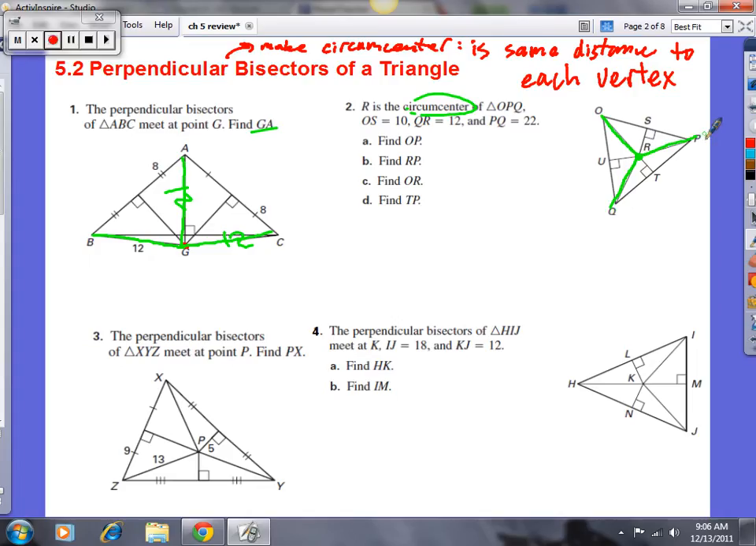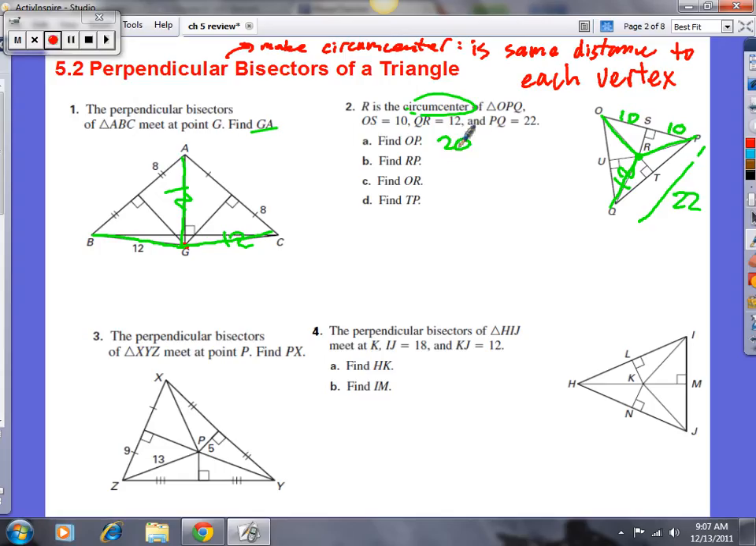And if it says OS is 10, let's write it in. QR is 12, so this guy right here is 12. PQ is 22, so the whole thing from here to here is 22. How long is OP? So that's this line right here. If O to S is 10, that means S to P is also 10, because this line RS is a perpendicular bisector. So from O to P has got to be 20.